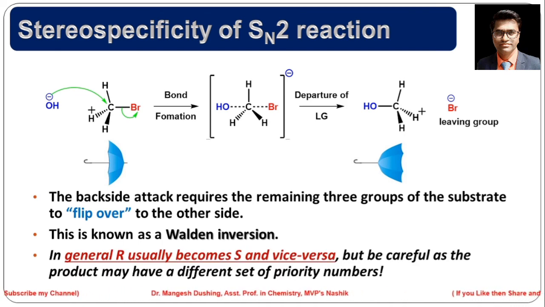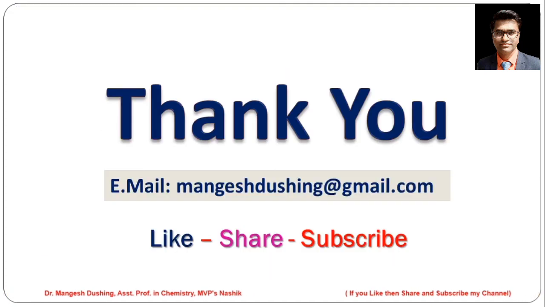In general, R usually gives you the S product or vice versa, that is, S usually gives you the R product, that is inversion of configuration. But be careful while giving the priority, maybe a different set of priority numbers will be there. So priorities are important while assigning the R and S configuration. But generally R gives you S, S gives you R. That is, inversion of configuration always takes place in the SN2 reaction. Thank you friends.